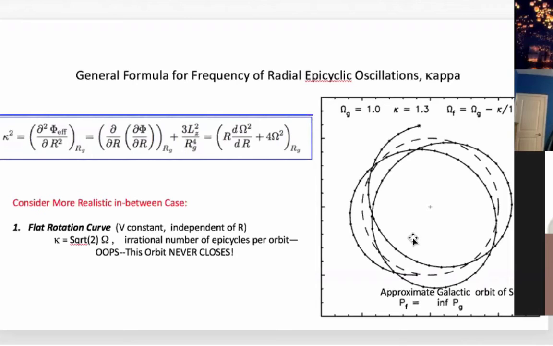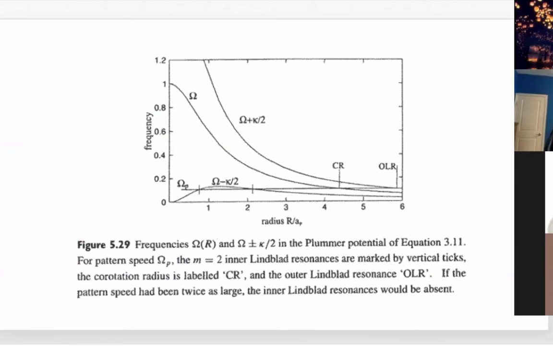So we need some way that a pattern can last for more than just one circuit around. And so we've got to have density waves to explain what you actually see in galaxies. So how would you do that? There's a lot going on in this diagram.